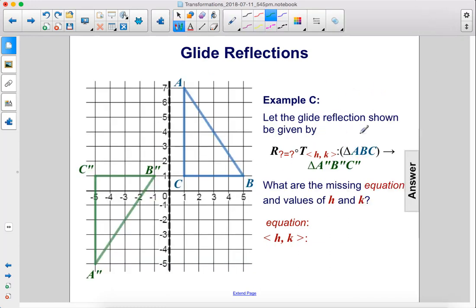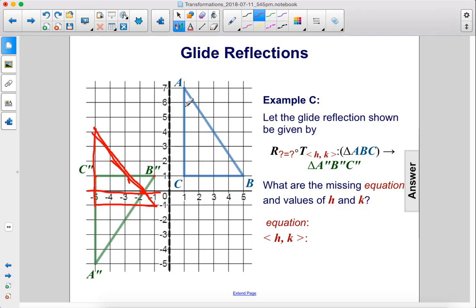Example C. Let the glide reflection shown be given by this equation here. What are the missing equation and values of h and k? Alright, so once again we have our pre-image here in blue, and then it was translated and then reflected over this line here. So where did this triangle get translated to before it got reflected? Well, in order to reflect over this line, the triangle base must be here, so that this point would reflect onto this point. This point then would be on itself, reflect over itself since it's on the line of reflection, so it would look something like this. I'm not a very good drawer.